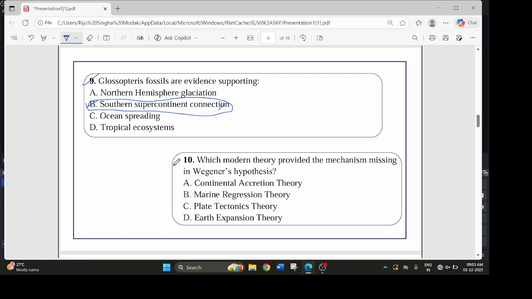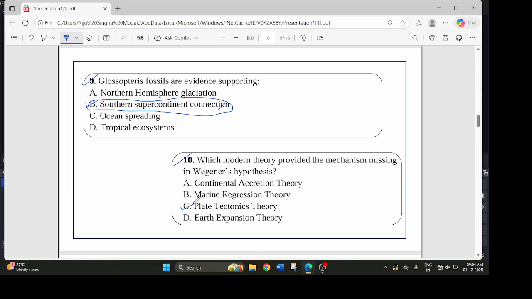Next question: which modern theory provided the mechanism missing in Wegener's hypothesis? Continental accretion theory, marine regression theory, plate tectonic theory, or earth expansion theory. Here the correct answer is plate tectonic theory. Option C.